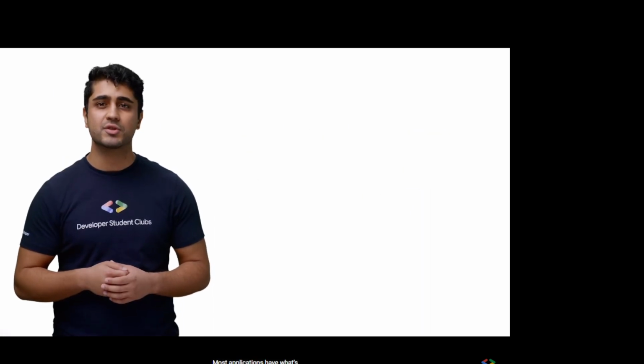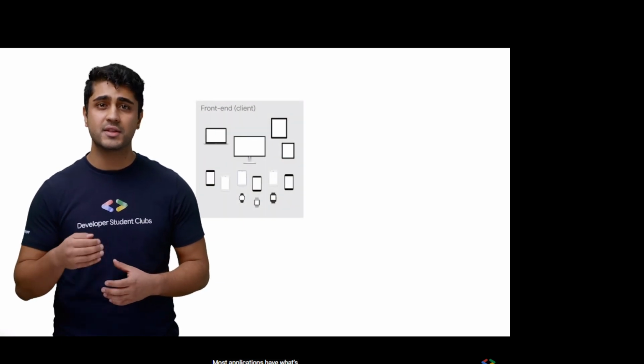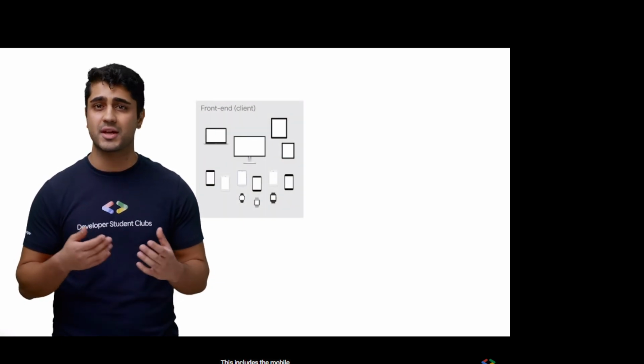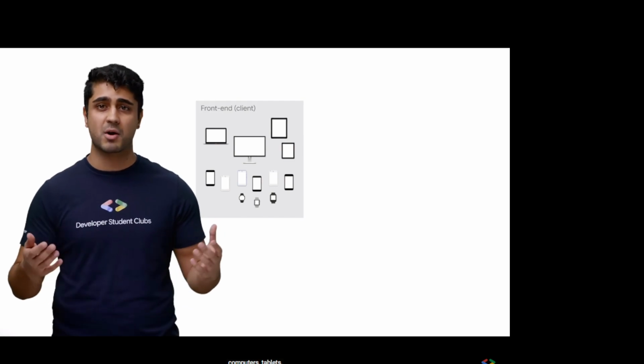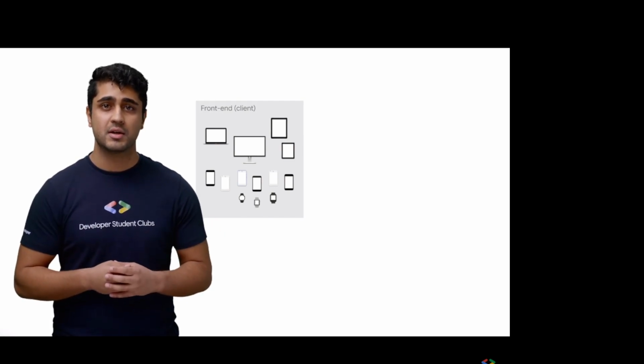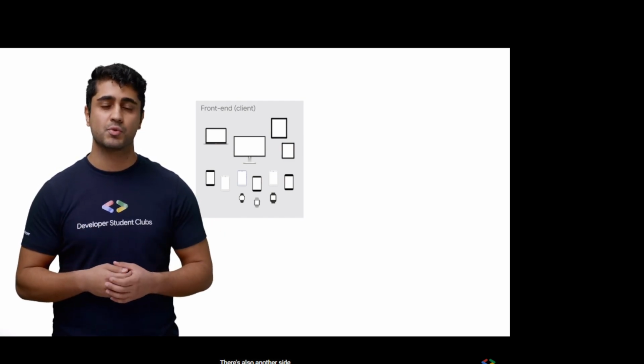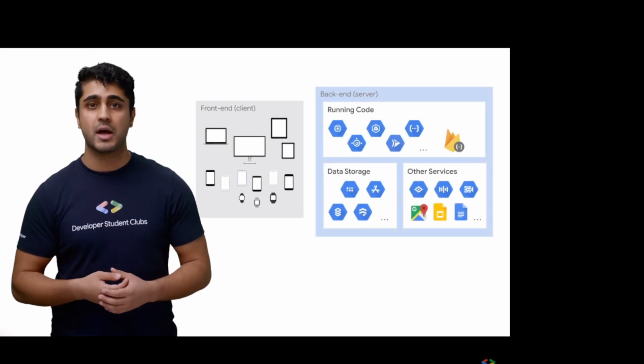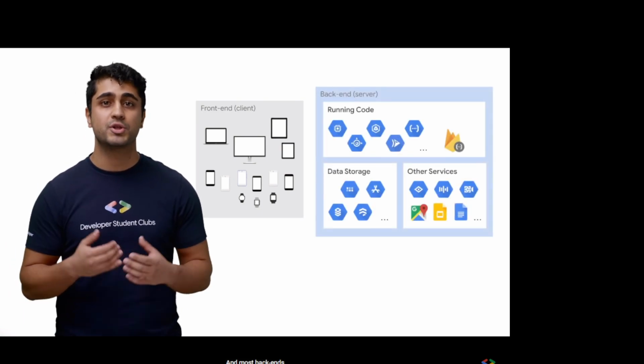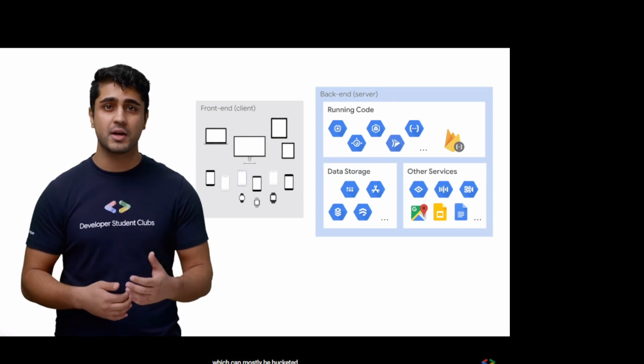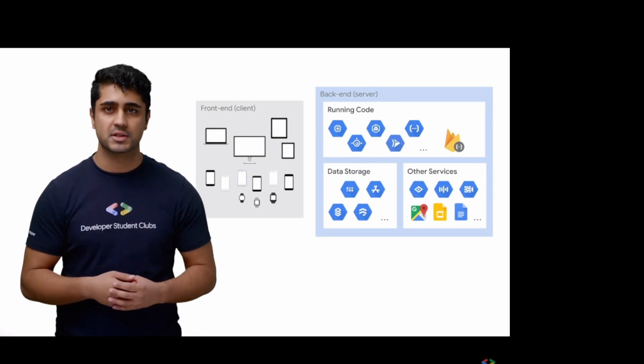Most applications have what's called a front end or client. This includes the mobile devices, laptops or desktop computers, tablets, and smartwatches that we know and use. There's also another side to the equation, which is called the backend or server. And most backends have multiple parts, which can mostly be bucketed into running code, data storage, and other services.